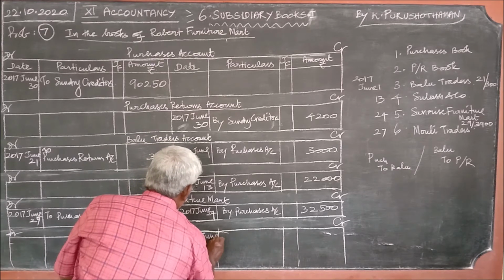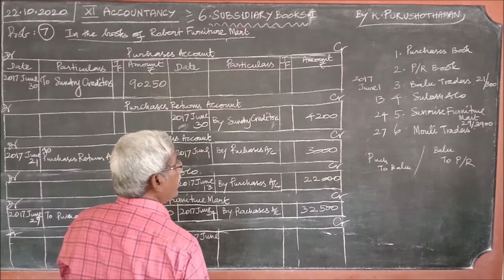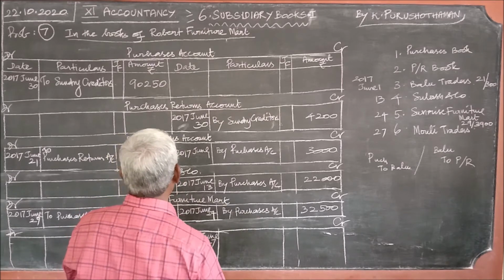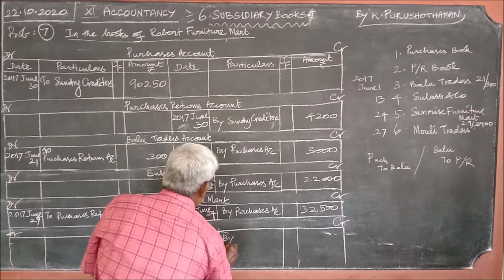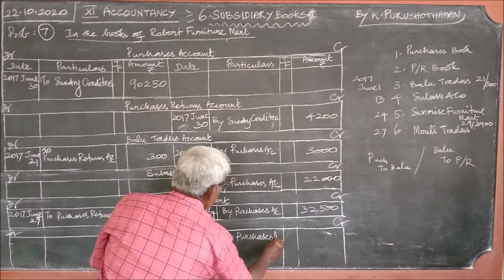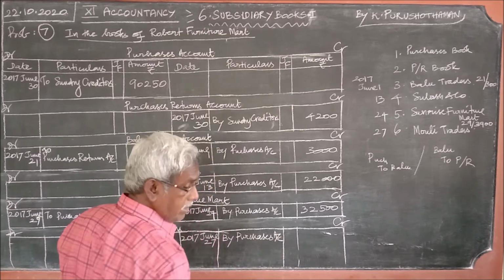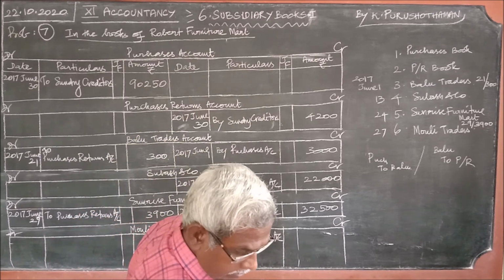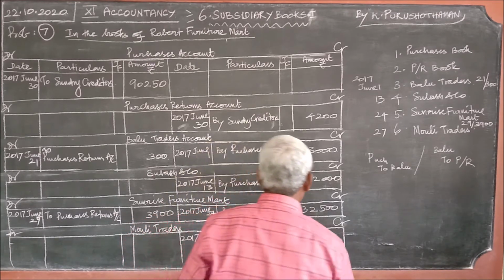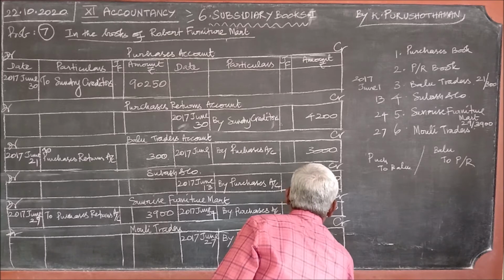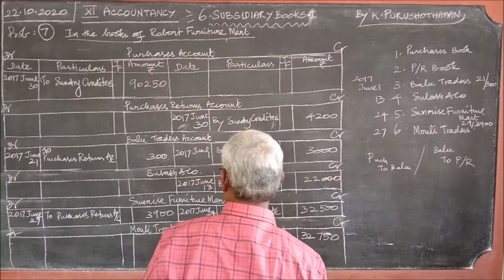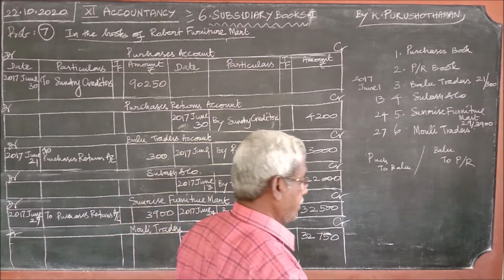2017, June 27th, by purchases account. The amount is 32,750. That's all. These are all the ledgers.